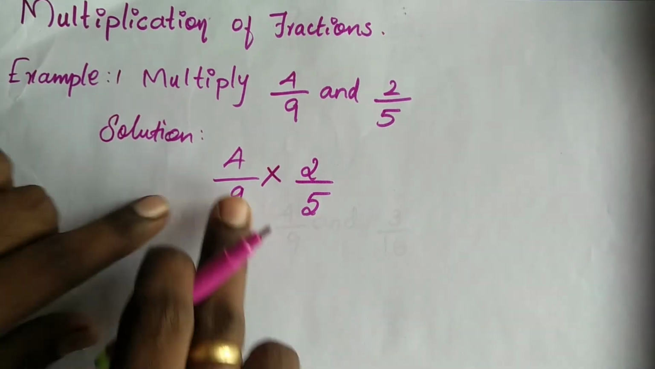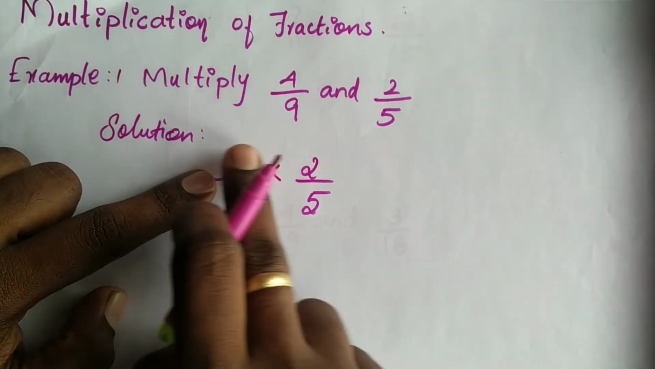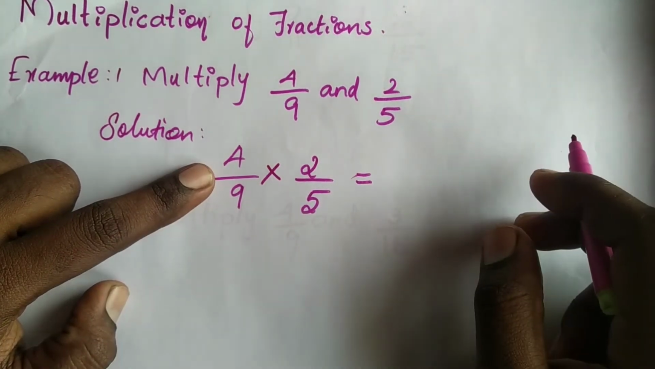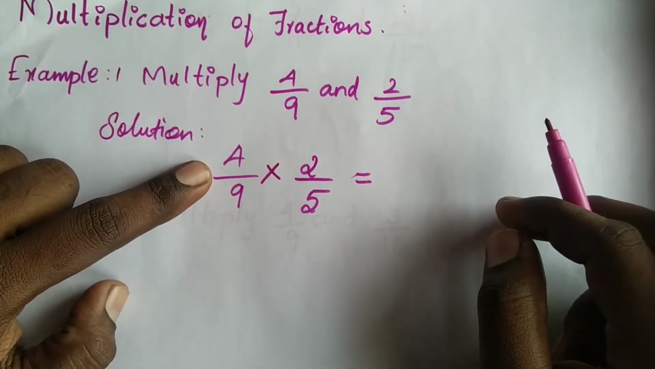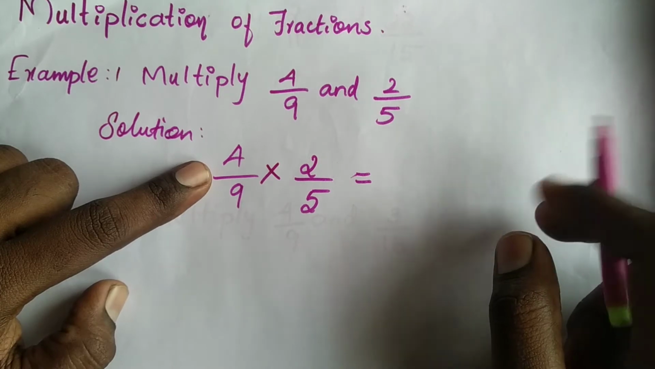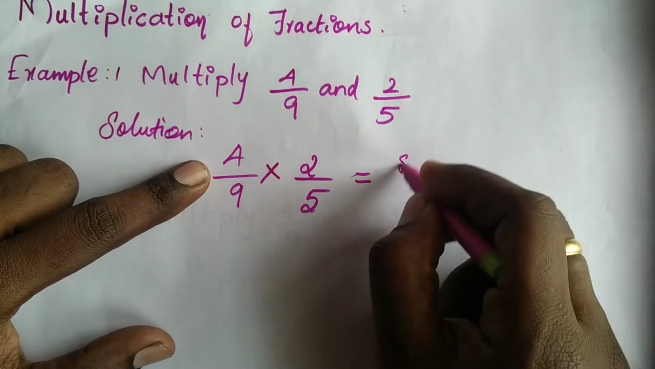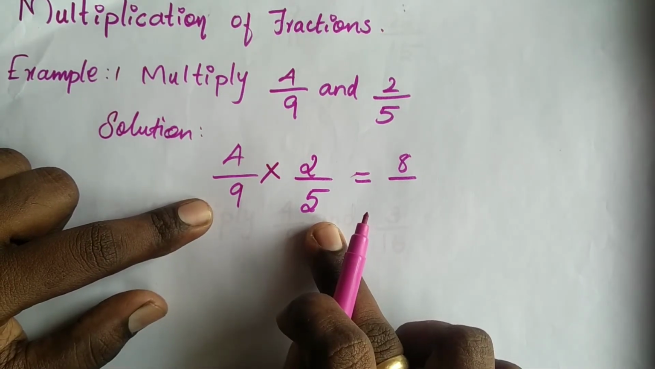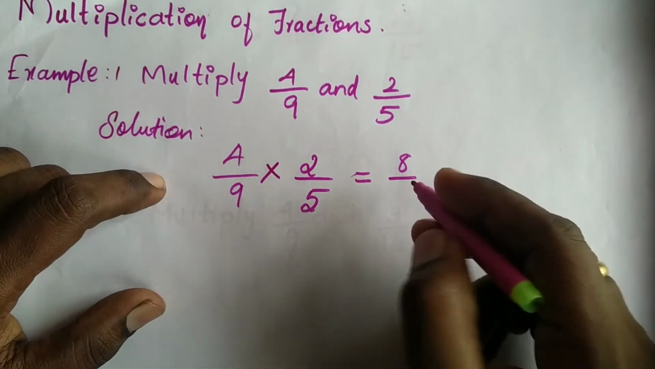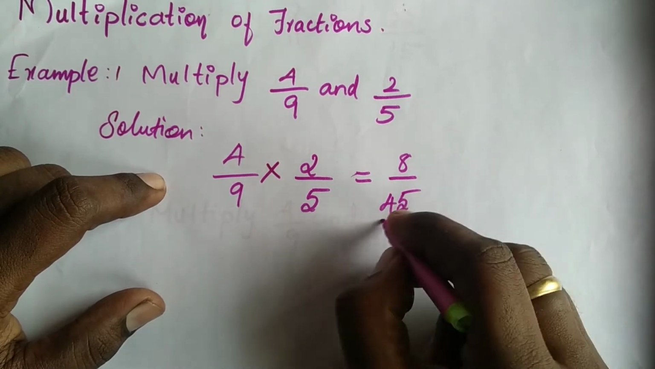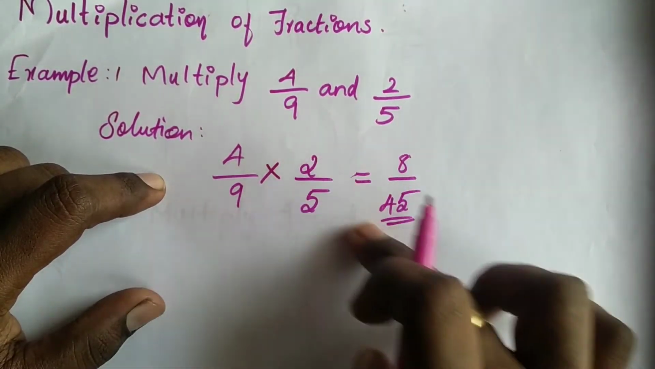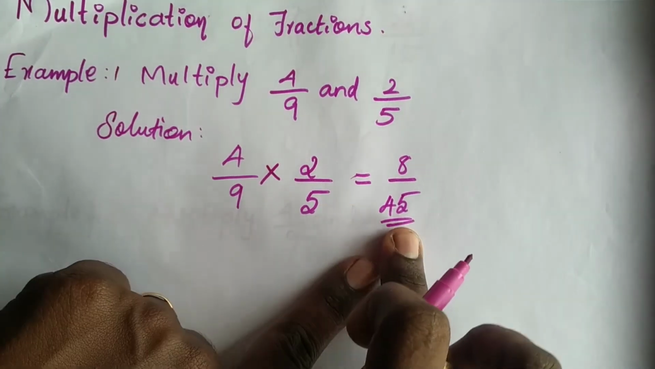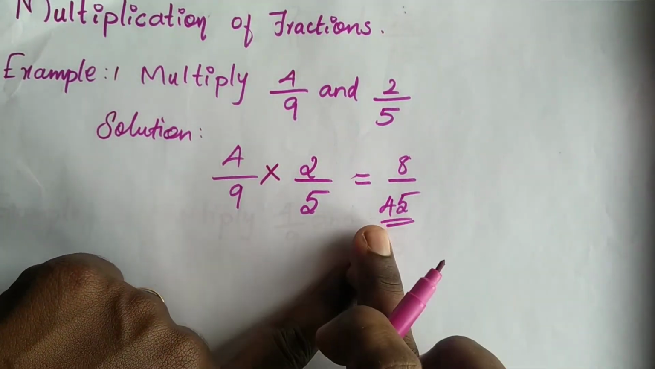Multiply the numerators. 4 into 2 is, guys, what's the answer? Yes, it's 8. Correct. 9 into 5 gives you, yes, exactly, it's 45. So this is our new fraction. If it is possible, reduce this fraction to its lowest term.